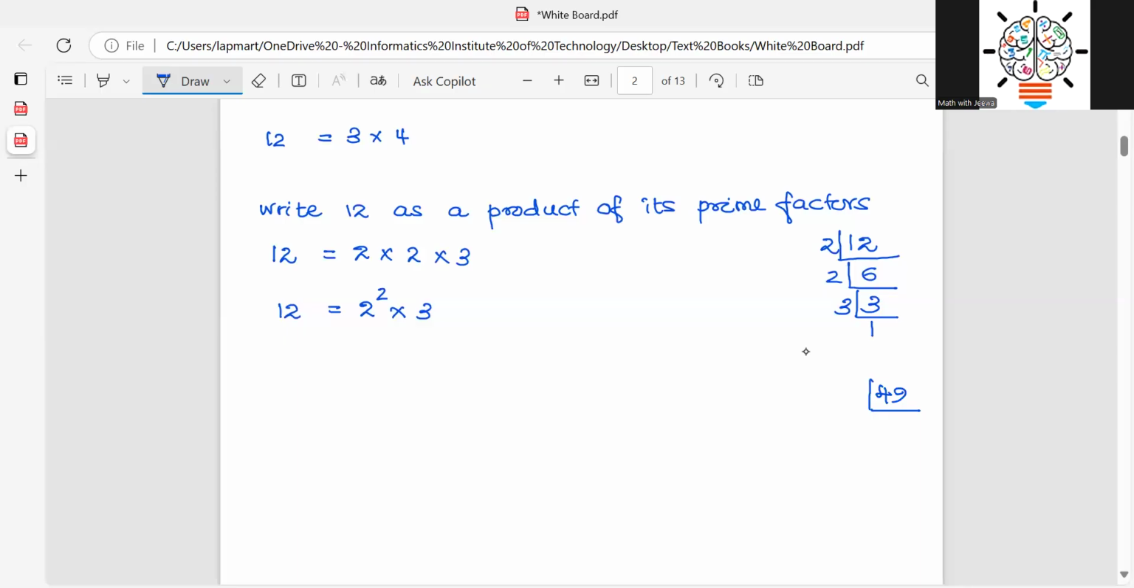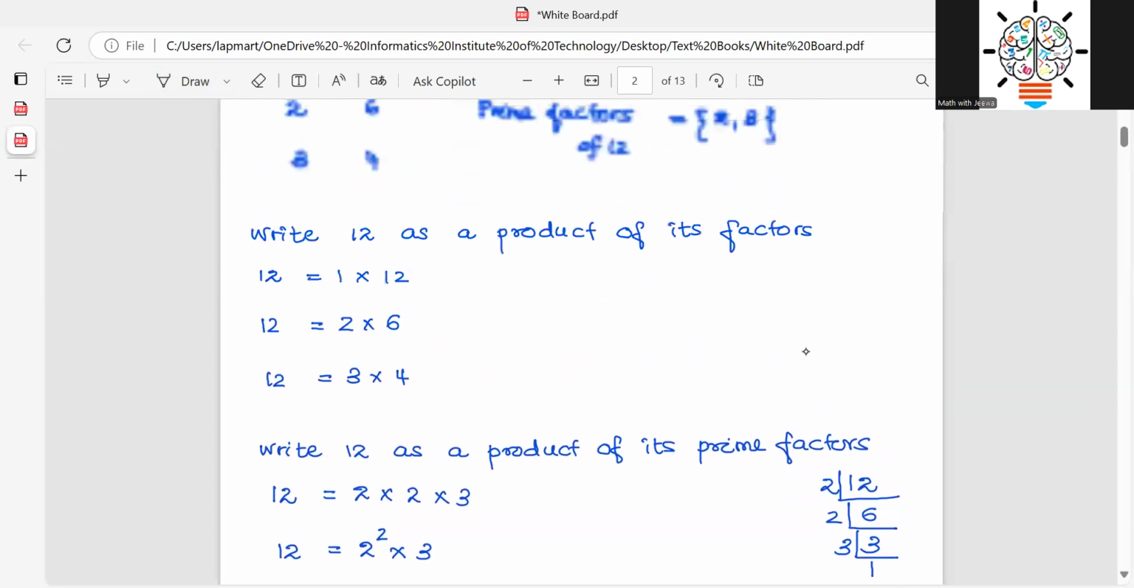So we can't divide 49 by 5. Then the only option I have is 7. So then I divide this by 7. Again, I have to divide this by 7. So then the 49, when I write it as the product of its prime factors, I just want to write 7 times 7. Right?